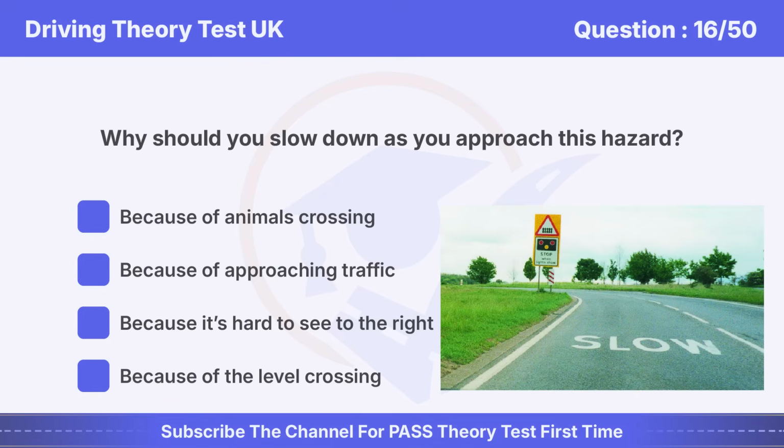Question 16. Why should you slow down as you approach this hazard? Option A. Because of animals crossing. B. Because of approaching traffic. C. Because it's hard to see to the right. D. Because of the level crossing.